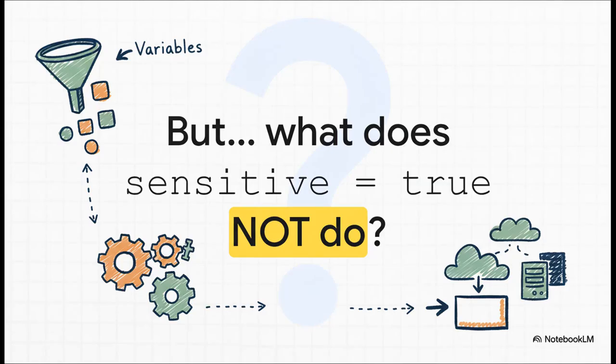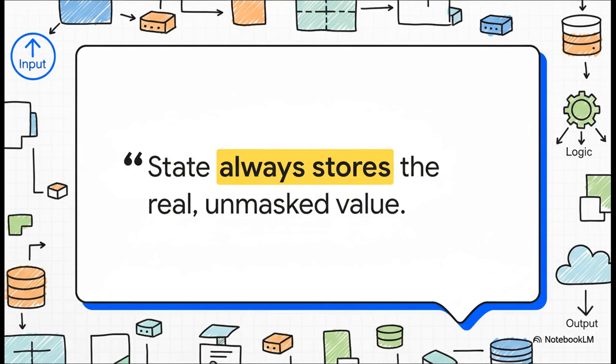But, and this is a big but, here's where that interview trap comes back into play. Marking something as sensitive is great, but there's a huge limitation. What's the one thing it does not do? And here it is. It does not encrypt or hide the value in the Terraform state file. I'll say that again. The state file always stores the real, raw, unmasked value. It's right there in plain text. This is the ultimate gotcha question interviewers love to use to see if you really know your stuff.